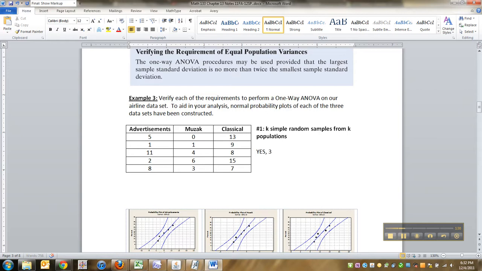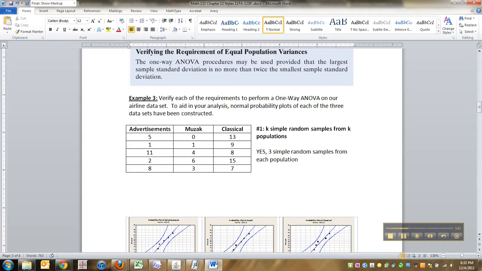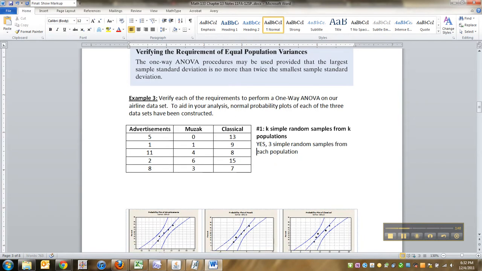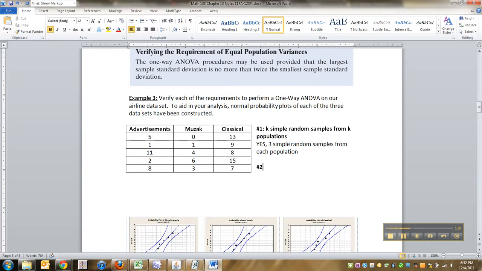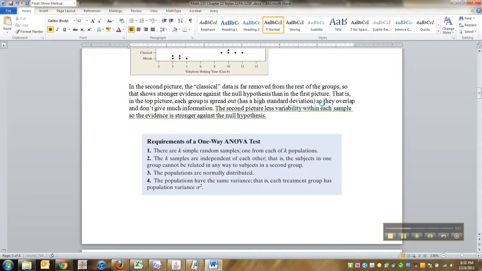We have 3 simple random samples. They took 3 samples from each population, right? The Muzak population, the advertisement population, the classical population. Done. All right, requirement number 2 was, let's see, go back up.